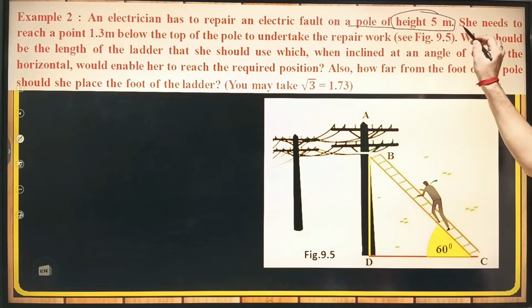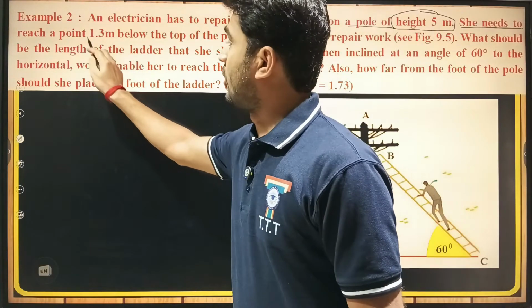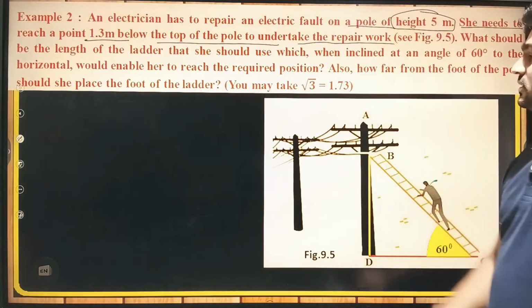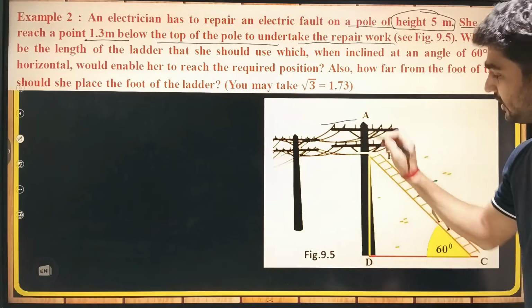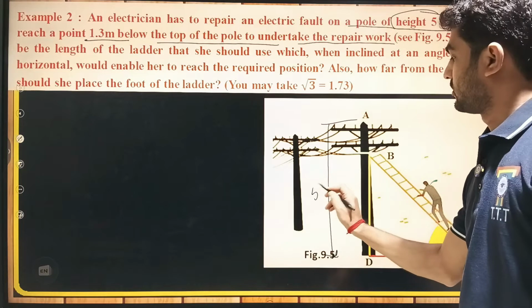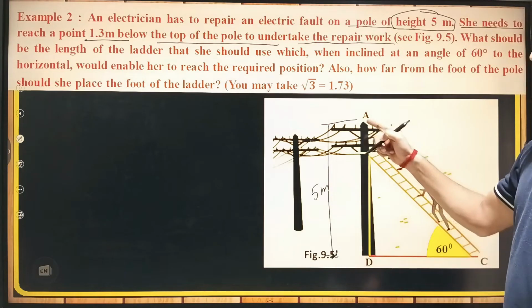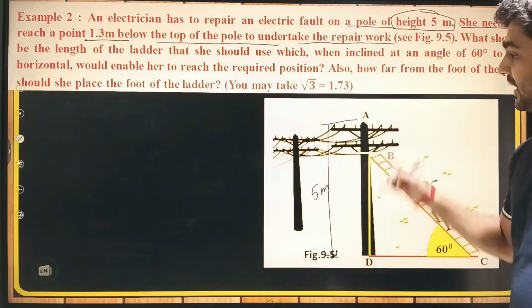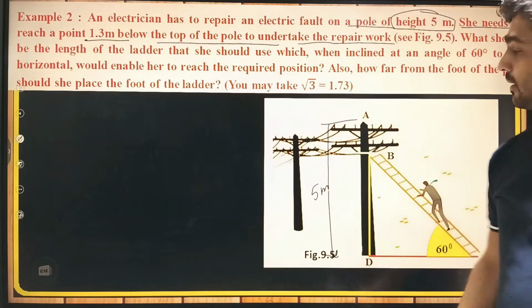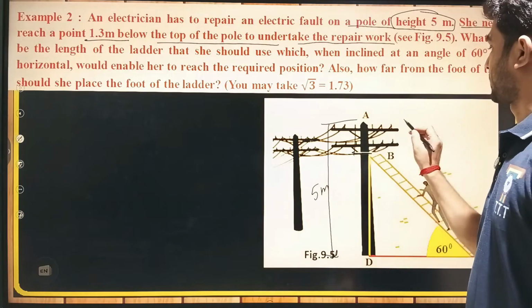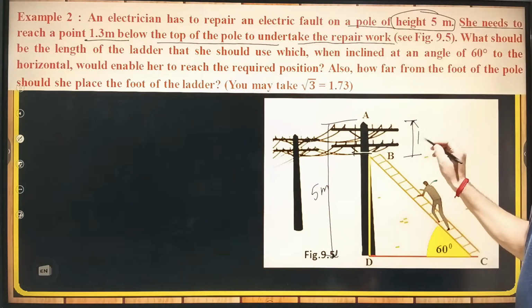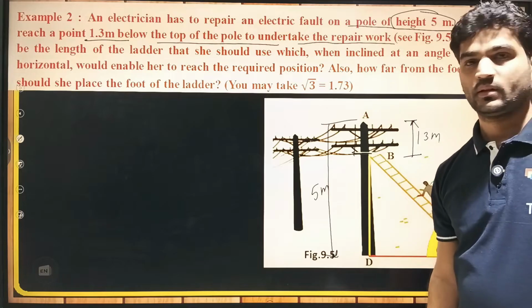Now she needs to reach a point 1.3 meter below the top of the pole to undertake a repair work. The total height of the pole is 5 meter. But if you place the ladder at the top, is it possible to stand there? No. So we have to place it a little lower. From here to here is 1.3 meter. I hope it's clear. Understood everyone?